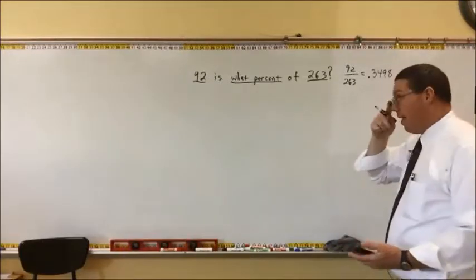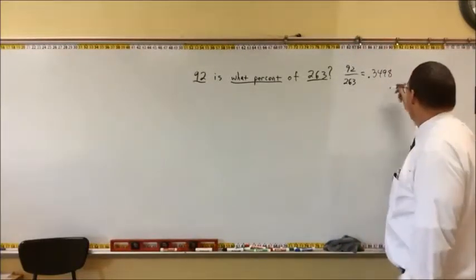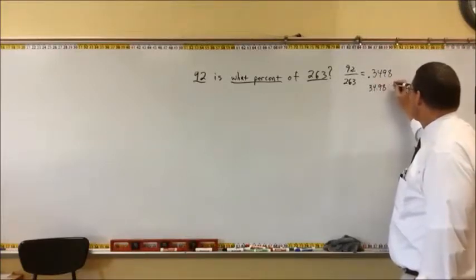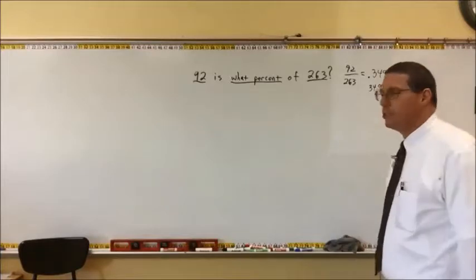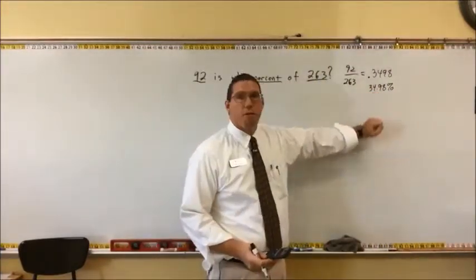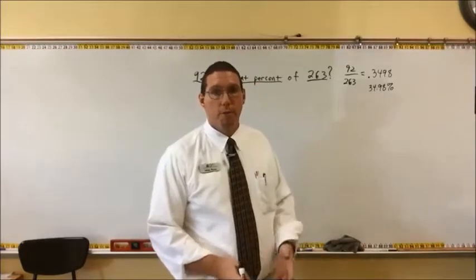0.3498. Then I'm going to multiply this number by 100. So if I multiply by 100, I get 34.98. Then I put a percentage symbol on it. We could just say 35%. But if we want a precise number, it's 34.98%. Okay? All right, hopefully that's what you got.